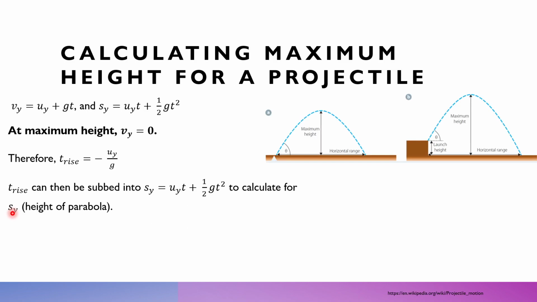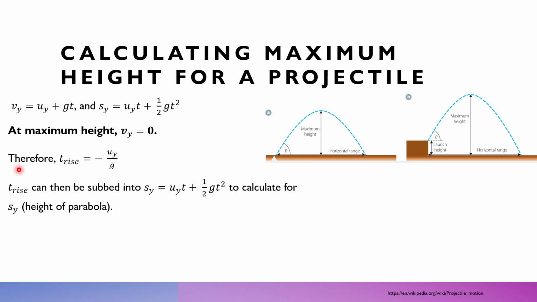Next, I want to show you how to calculate maximum height for a projectile. Again, some of our key kinematic equations are going to be really important. Because we're talking about maximum height, we're going to be analyzing the motion of the projectile in the y-axis specifically. Again, because we're analyzing the projectile at its maximum height, we're going to assume that the velocity in the y direction at this point is equal to 0.